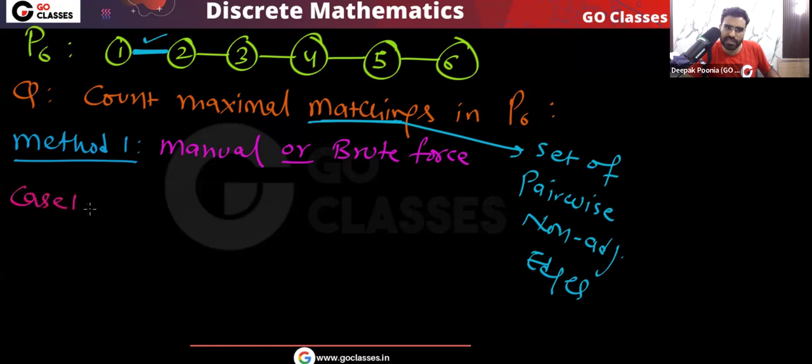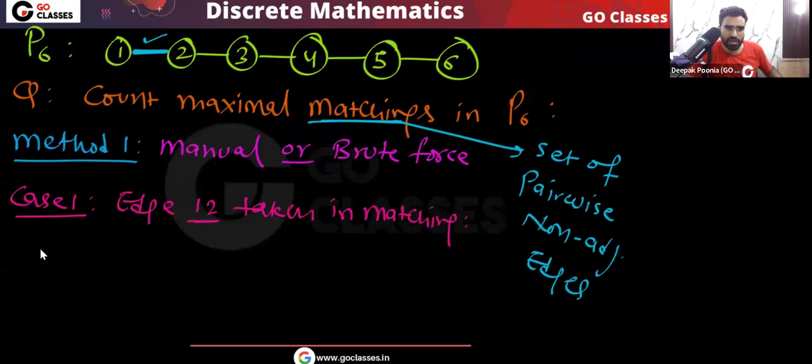So let's take case number 1 where this edge 1 2 is taken in the matching. If 1 2 is already taken, then what are the possibilities? 1 2 you have already taken, then definitely I cannot take this edge 2 3. Now what about edge 3 4? I can take it. If I take 3 4, then definitely I cannot take 4 5, and I must take 5 6.